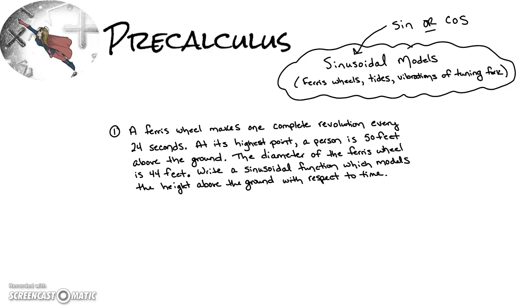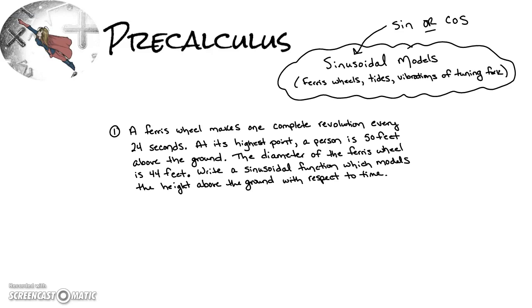The most common word problems that you find with these are Ferris wheel problems, tides, like high tide, low tide, the vibrations of a tuning fork. I've seen a few of those. Also heartbeats. They can follow a sinusoidal curve. The most common one that I always see though is Ferris wheel, so that's the first problem I picked for today.